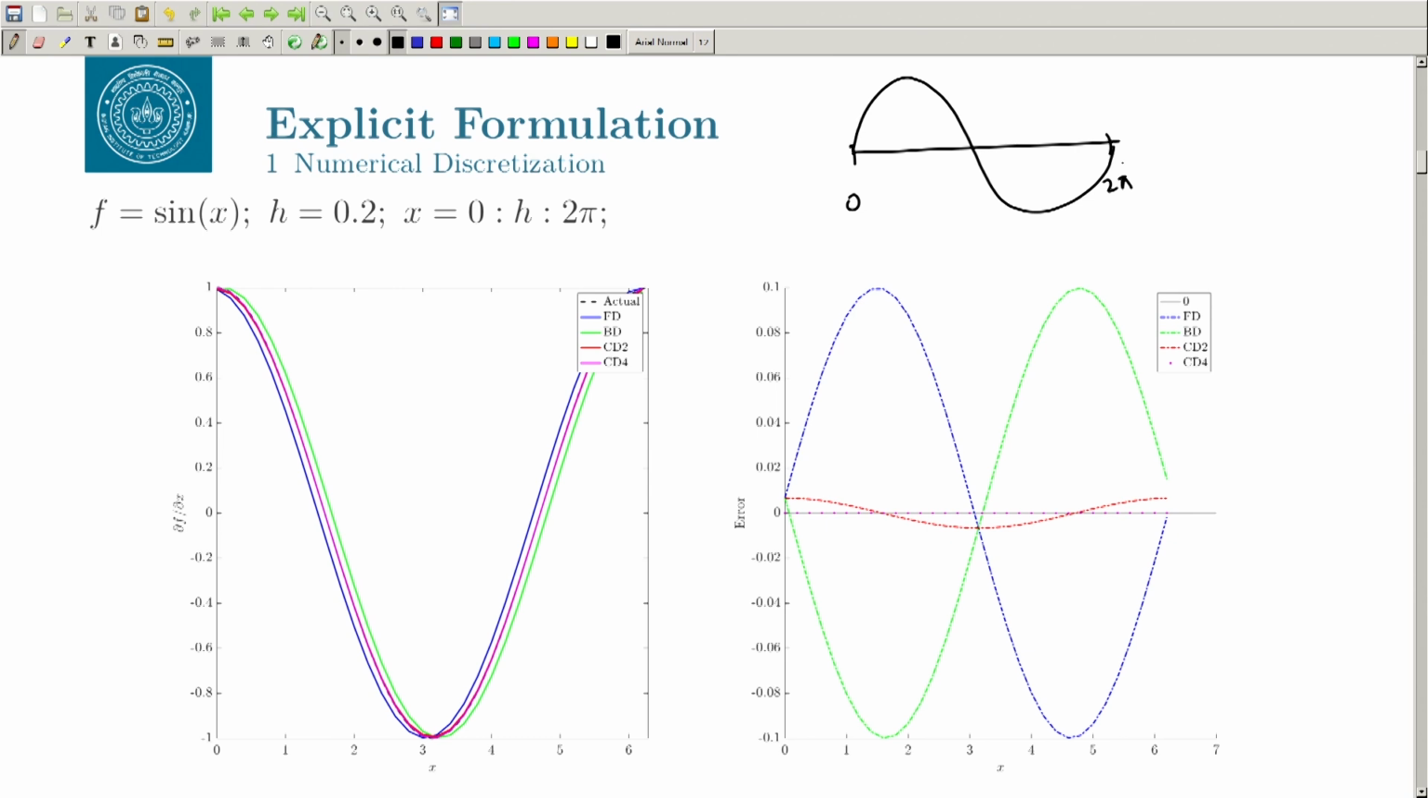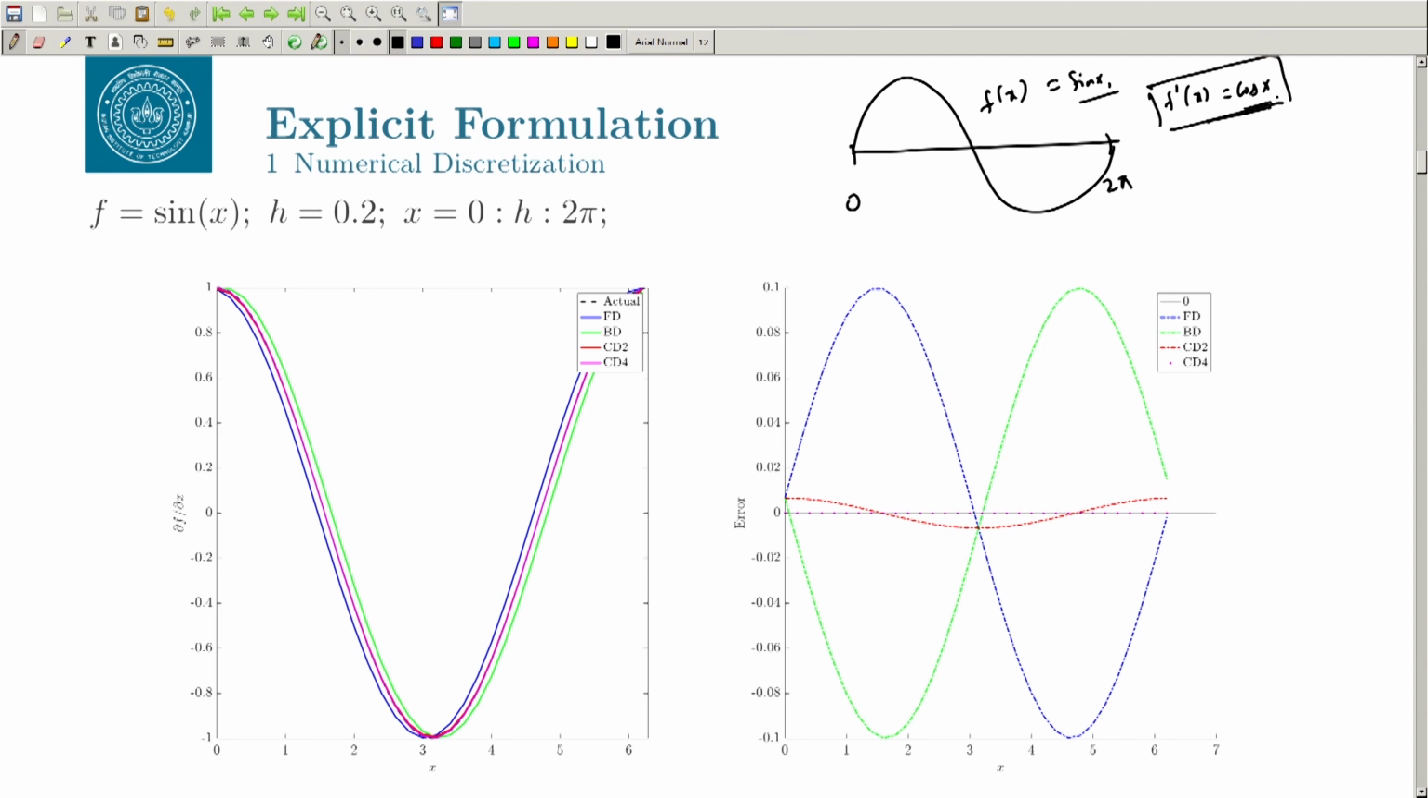So, we want to see how this function behaves. Okay, we want to calculate the derivative of this. So, this is your f x, right. Of course, this is f x equal to sin x, so then your f prime x will be cos x, right. This is what we know from calculus.